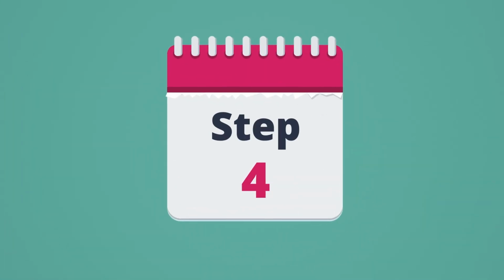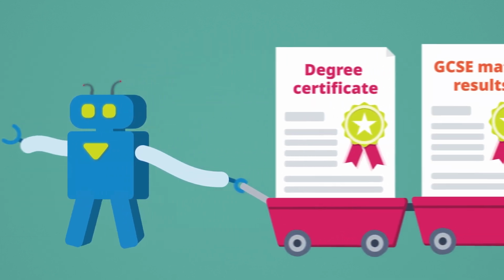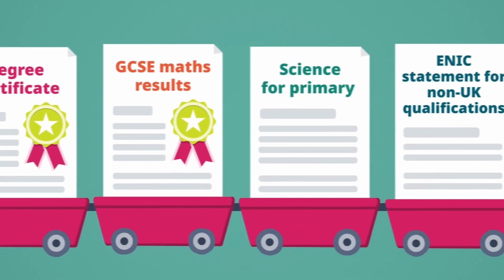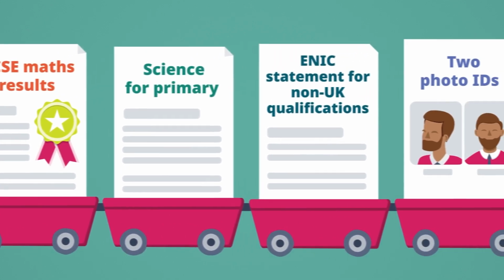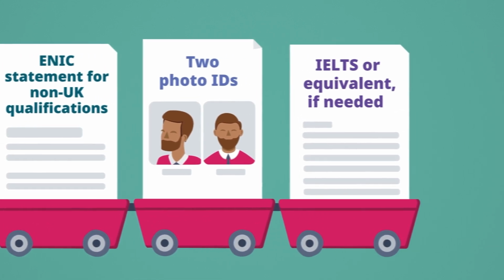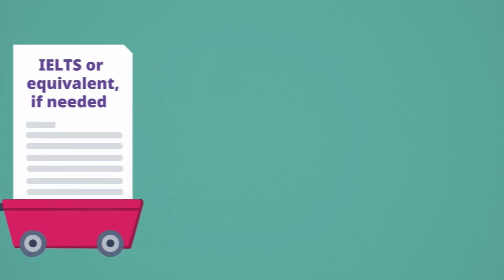Step 4. After a successful interview, submit your compliance documents to confirm your place on the course. These include your degree certificate, GCSE maths results and science for primary, ENIC statement for non-UK qualifications, photo ID, and, where needed, evidence of English language proficiency.